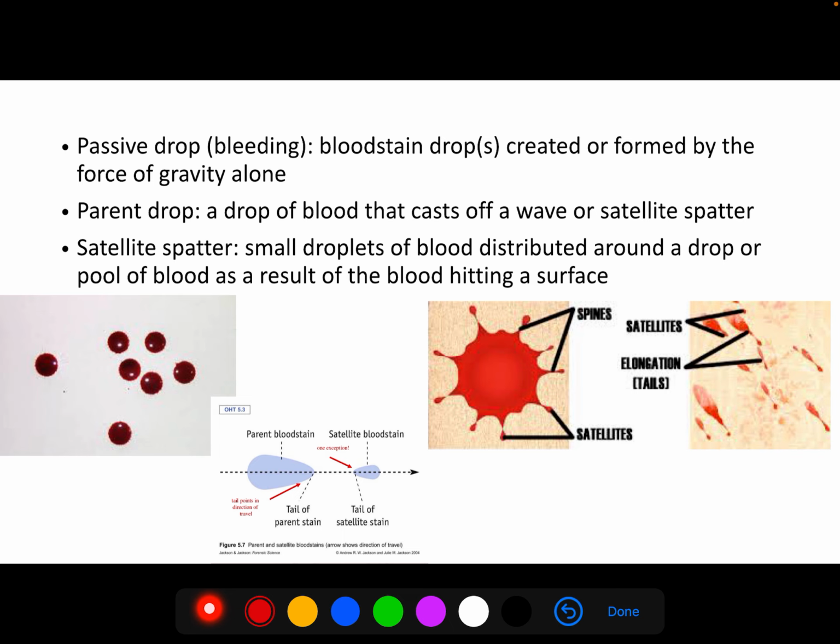hitting a surface. So the middle image, you can see our parent blood drop, and some of the blood actually keeps going and disconnects to create a satellite blood stain. You can see that in the pictures on the right. There was a blood droplet that hit the ground, and we get these small droplets that spray off in every direction. Those are considered satellites. The tails of blood droplets, whenever they are elongated, are also considered satellites.